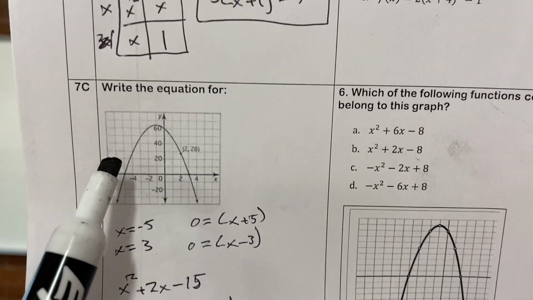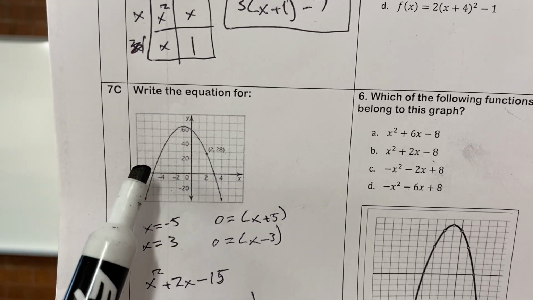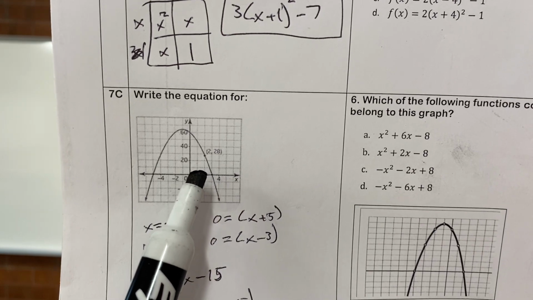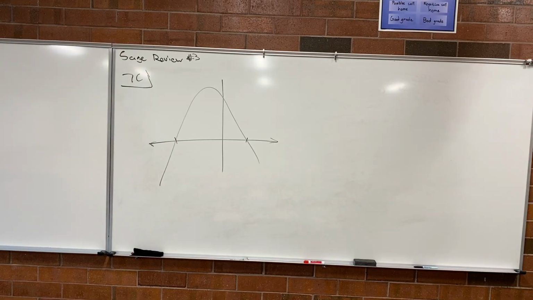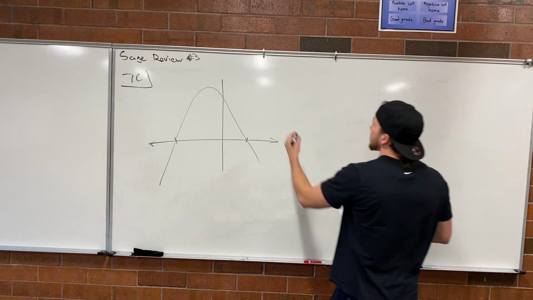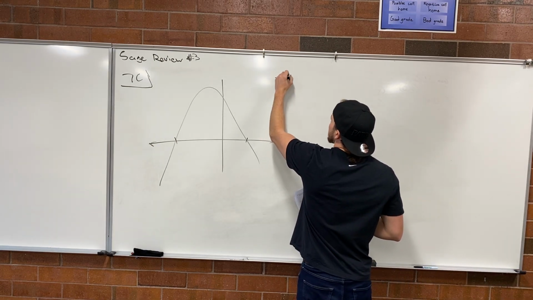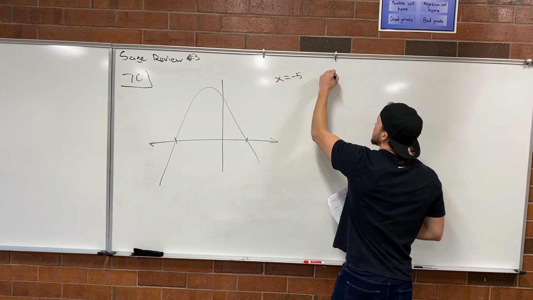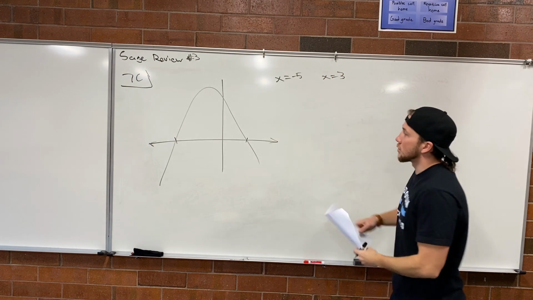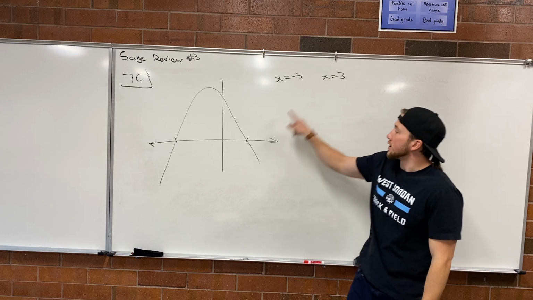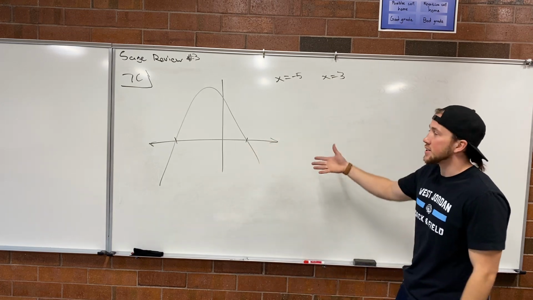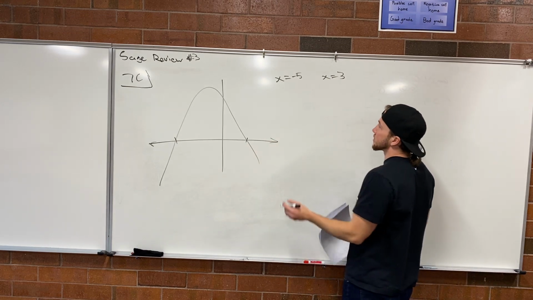Okay, so we cross the x-axis here at -5 and at +3. So -5 and +3. So the first thing I'm going to do is start by writing an equation. x equals -5 and x equals +3. So this is where I'm starting. -5 came from here, +3 came from here. If you didn't notice that, go back like 10 seconds on the video and you will see it.